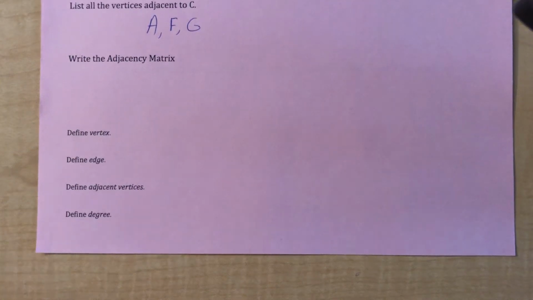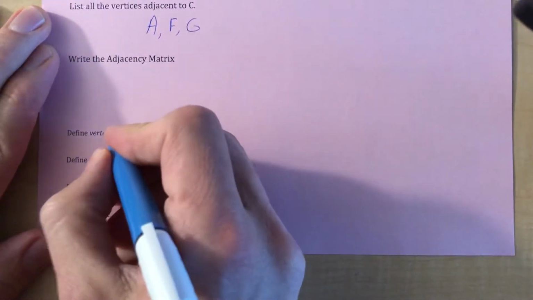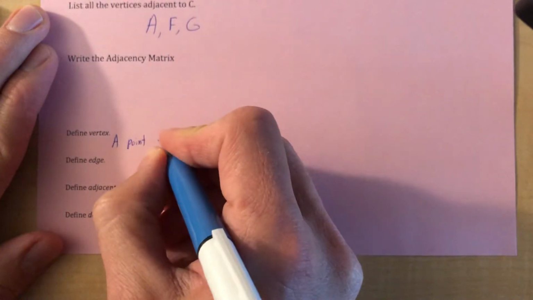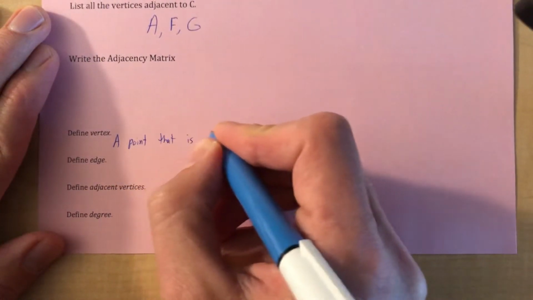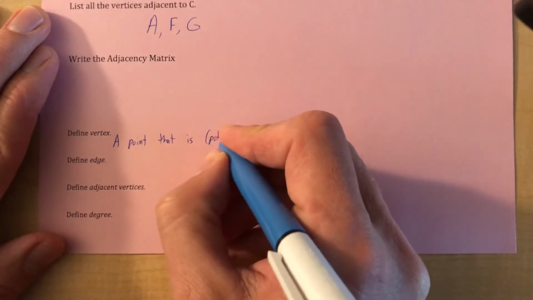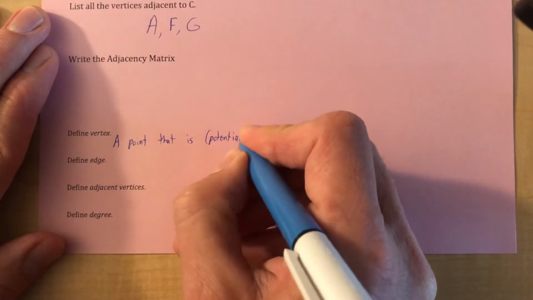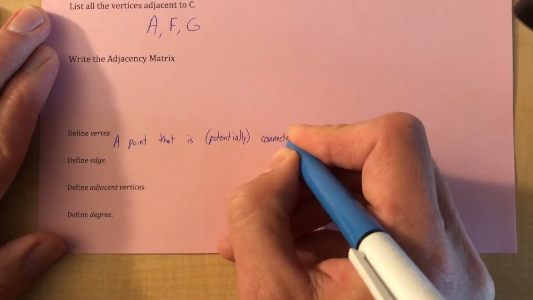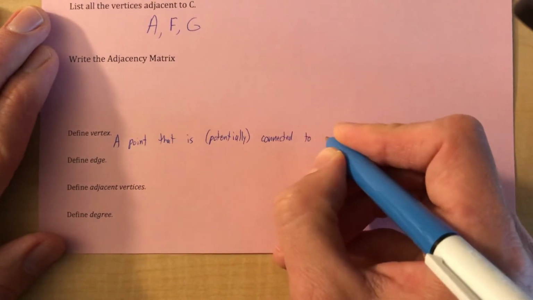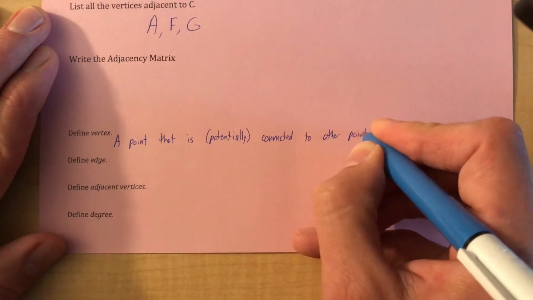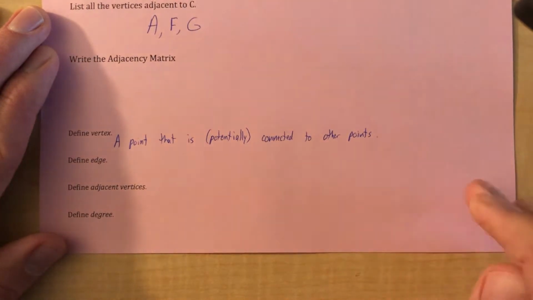Let's define vertex. Well, a vertex is a point, that is, and I'm going to put this in parentheses because it's not always the case, potentially, this is not the technical definition, connected to other points. It's that simple.